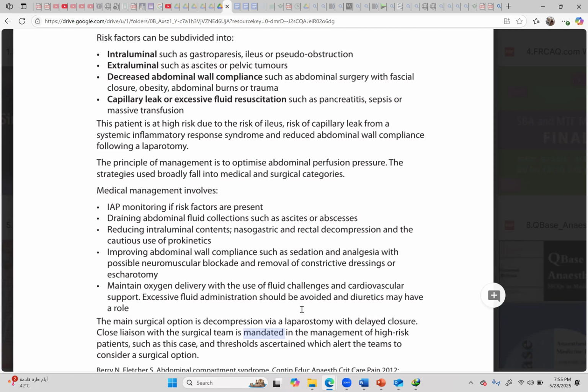So in those cases, like Dubin-Johnson syndrome and things like that. So these are just a refresher.